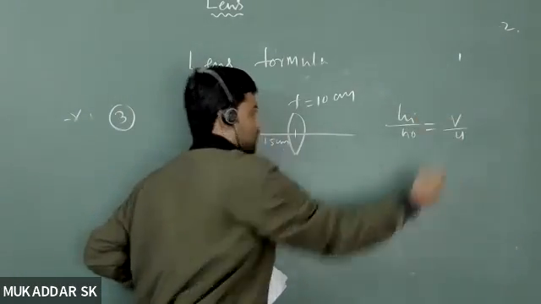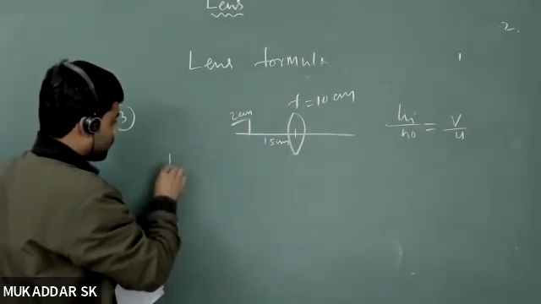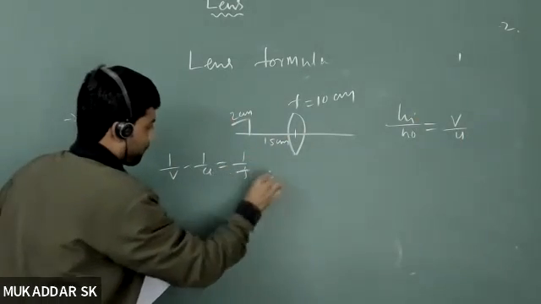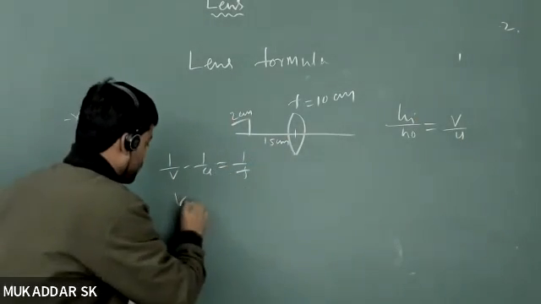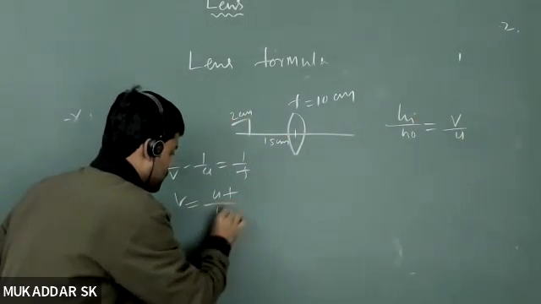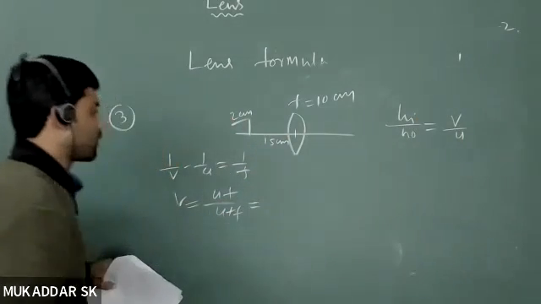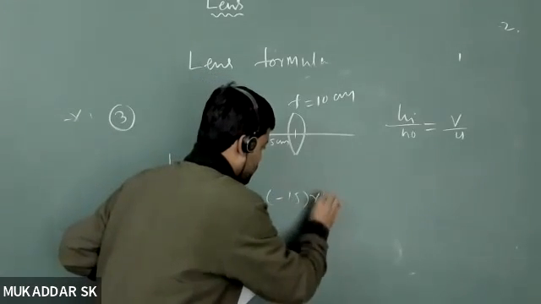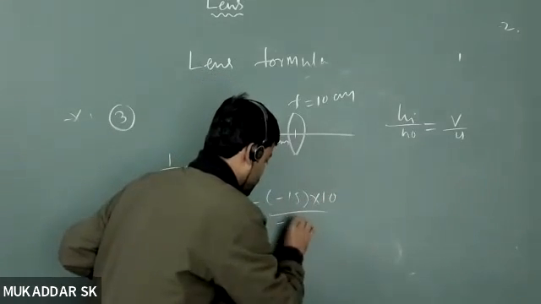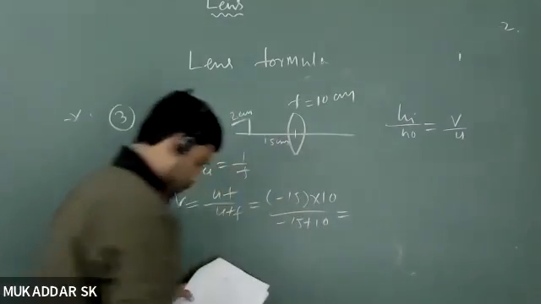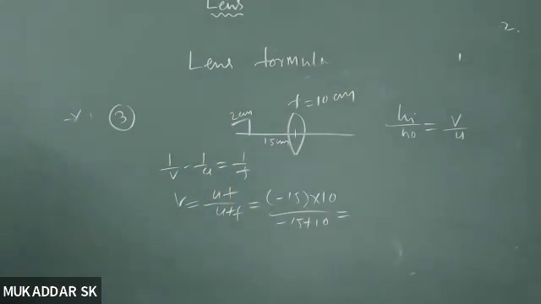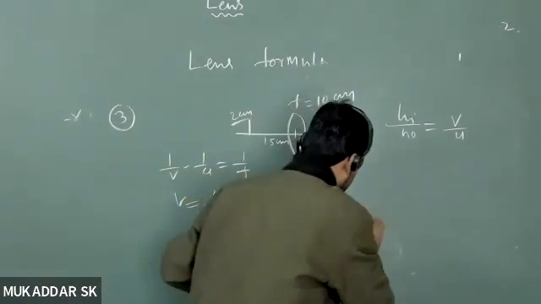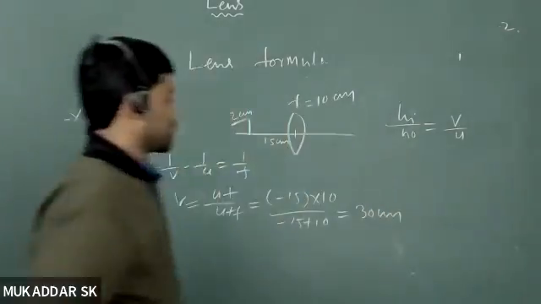Before that, I have to calculate v. To calculate v, I will use this formula: 1 by v minus 1 by u equals 1 by f. And it means v equals how much? uf divided by u plus f, that I have used many times. u is minus 15 centimeter, f is 10 centimeter, divided by minus 15 plus 10. कितना आ रहा था? Exactly, minus 5. If you calculate, you will basically get 30 centimeter. This is v. Yes, sir, got it.